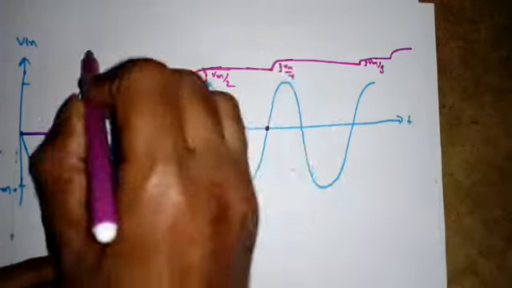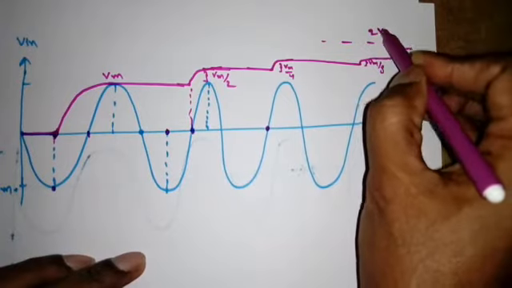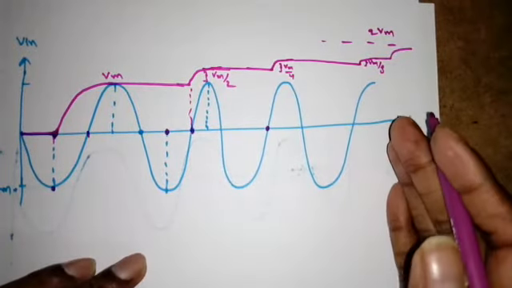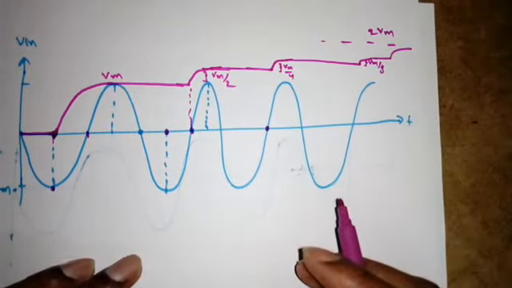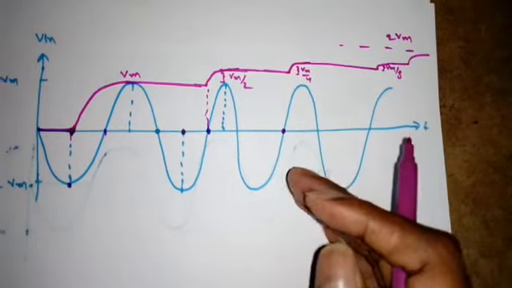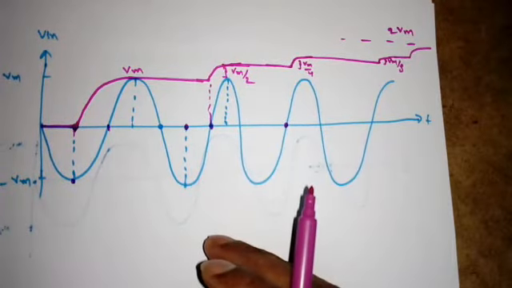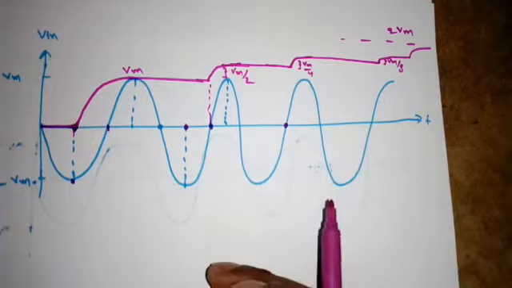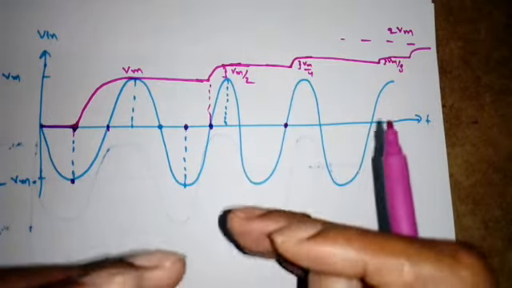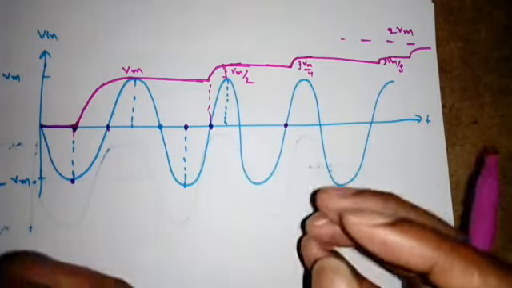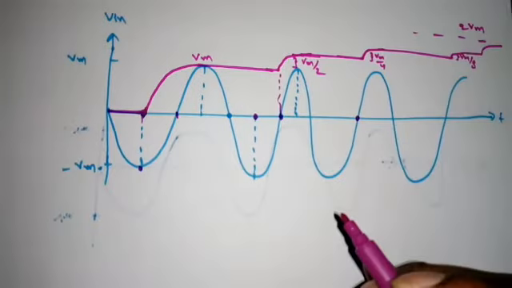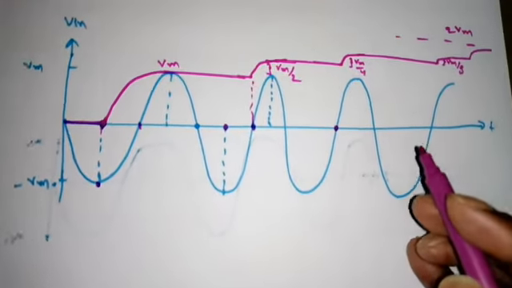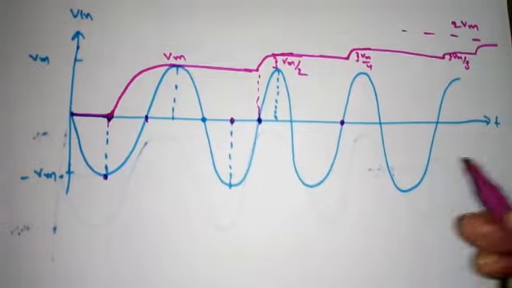Finally it will reach 2 Vm, right? Maybe in 4-5 cycles. So this is actually what happens in the voltage doubler circuit. I think it is clear. If not clear, go step by step, then you can get it easily. Now I will show you some simulation results for this voltage doubler circuit.